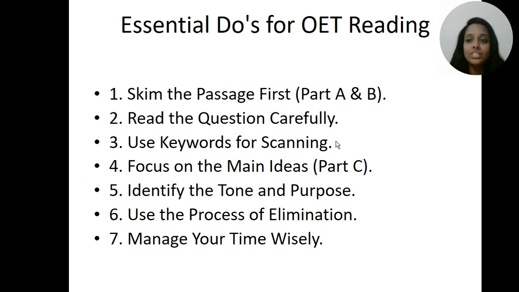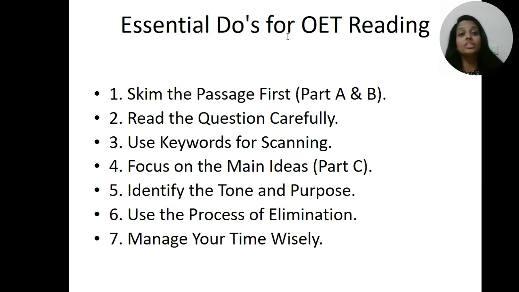Use keywords for scanning. Once you understand the question, you can go back to the passage and then scan for keywords related to the question. So, keywords could be some specific terms or names or dates or some medical conditions. Okay, and this scanning helps you quickly locate the relevant information without having to reread the entire passage. And focus on the main ideas, especially in part C, where the texts are much longer and more complex.